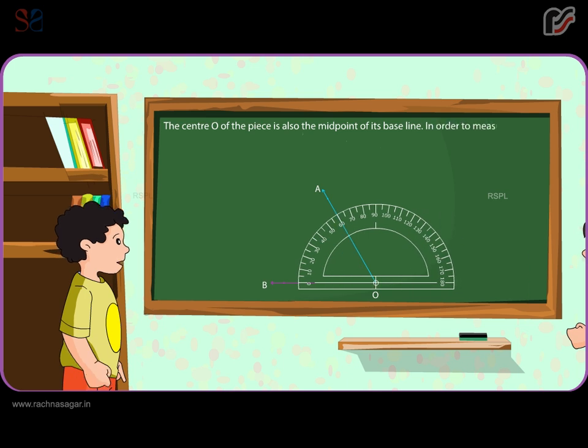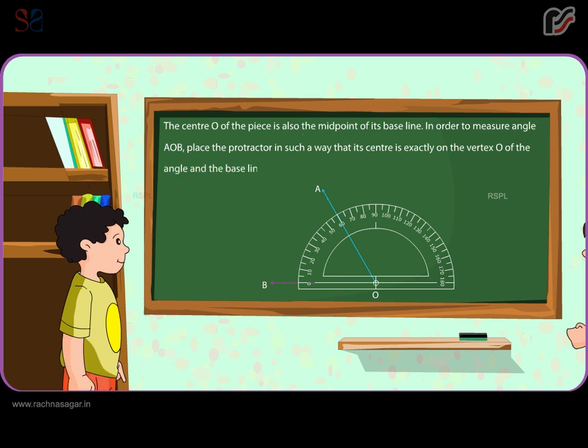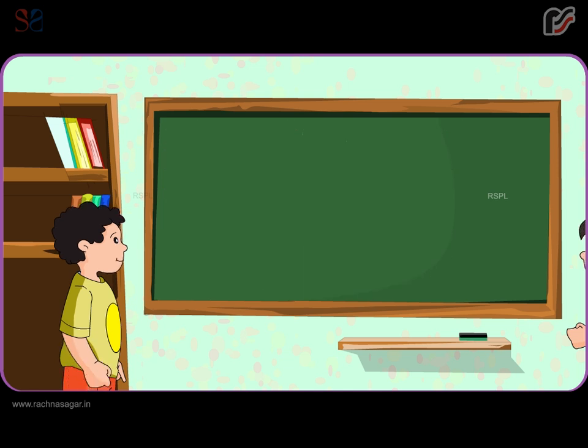In order to measure angle AOB, place the protractor in such a way that its center is exactly on the vertex O of the angle and the baseline lies along the arm OB. Read the mark through which the arm OA passes starting from right. Thus we find angle AOB is equal to 60 degree.